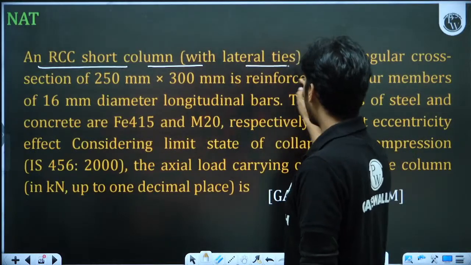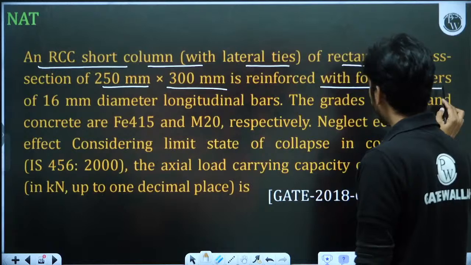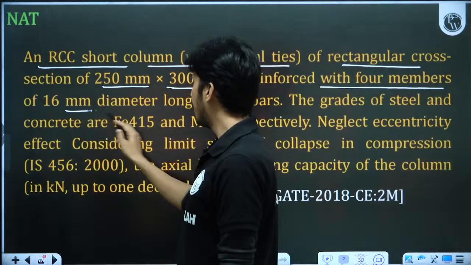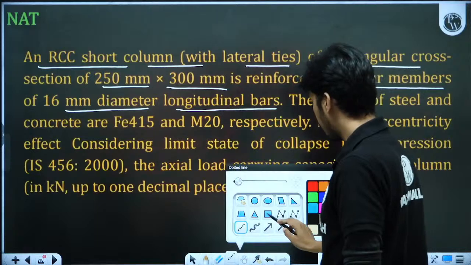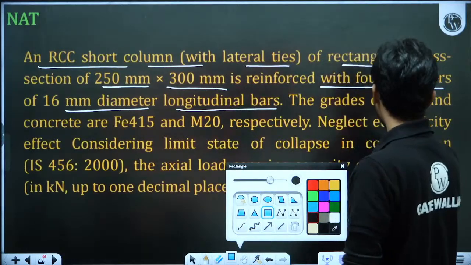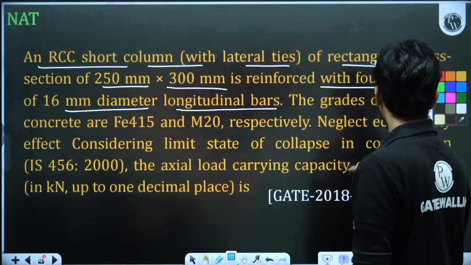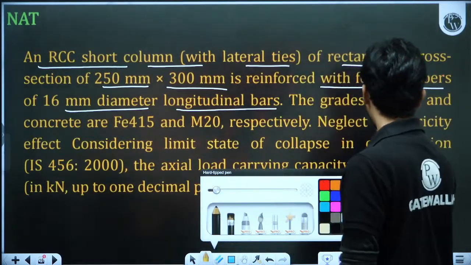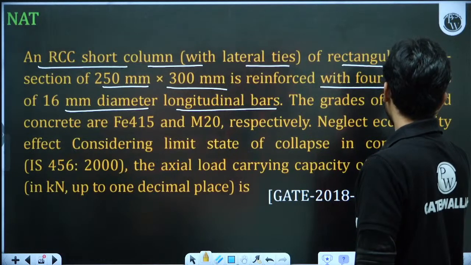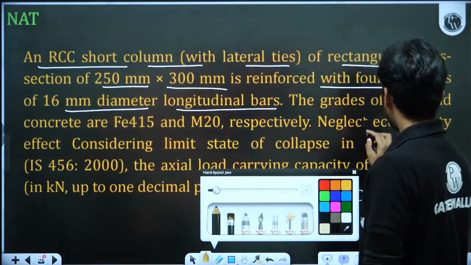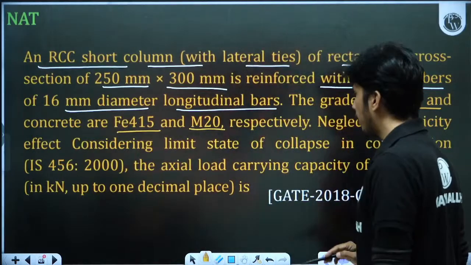Short column with lateral ties of rectangular cross section 250 by 300 mm is reinforced with 4 numbers of 16 mm diameter longitudinal bars. 4 numbers, it is not members, it is numbers actually. Sorry, it should be numbers, not members. Next, steel and concrete are Fe415 and M20.